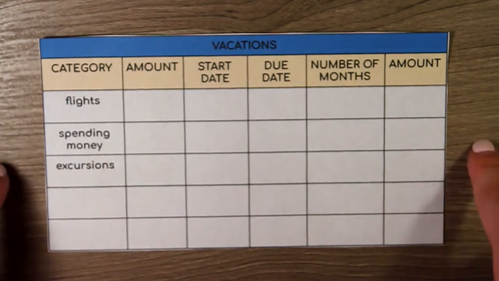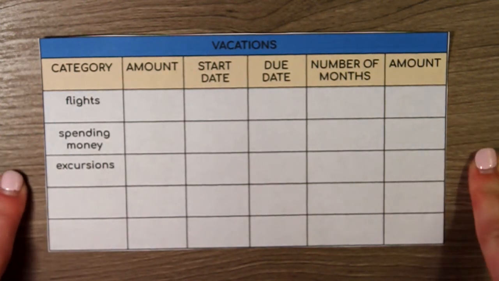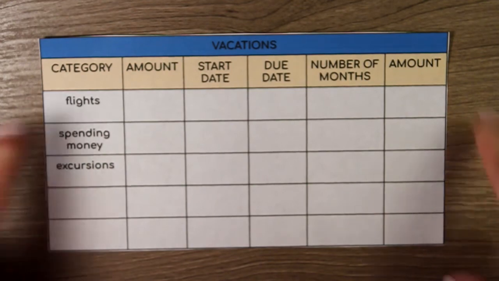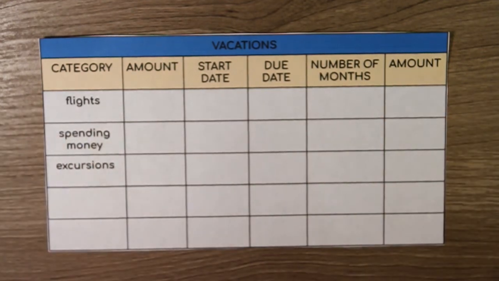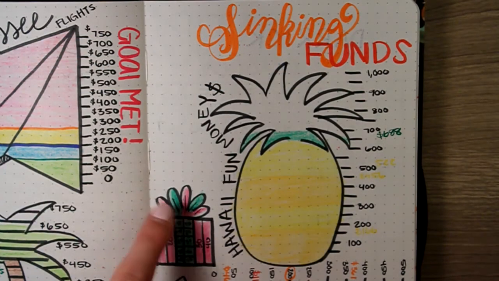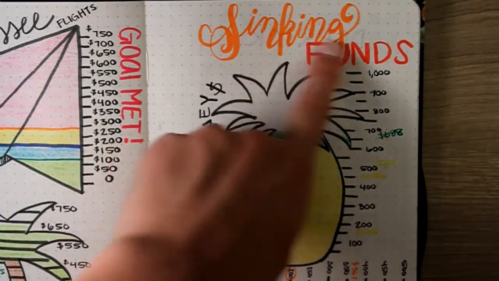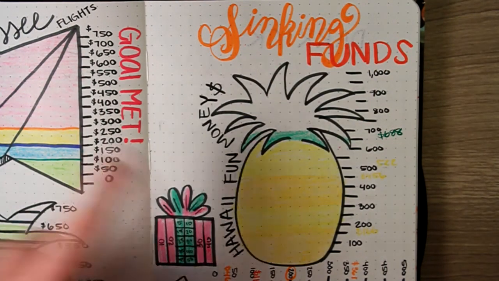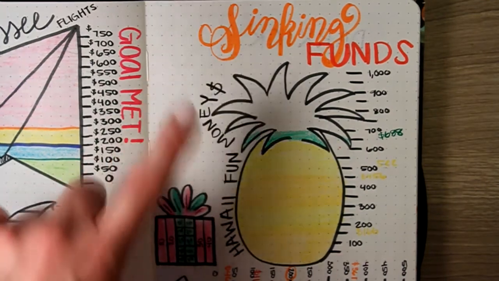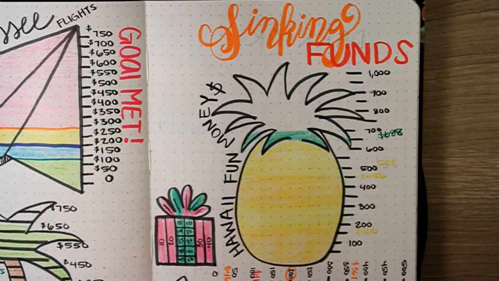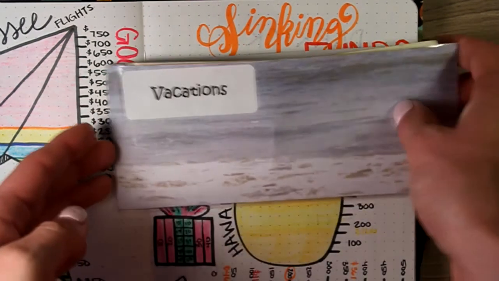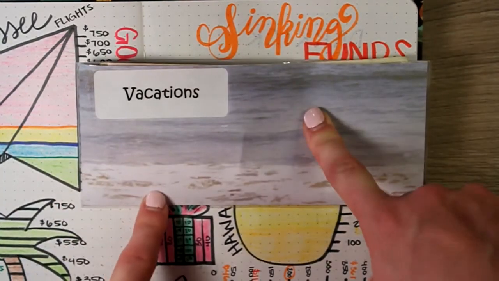So now I'm going to show you a few of the envelopes that we have been using to help save our sinking funds and what that looks like with our bullet journal. So going back to our bullet journal, here we have one of our sinking fund pages. We have our Hawaii fund money. This is the spending money that we will be using while we're in Hawaii. And we have a vacation envelope that goes with that as well.